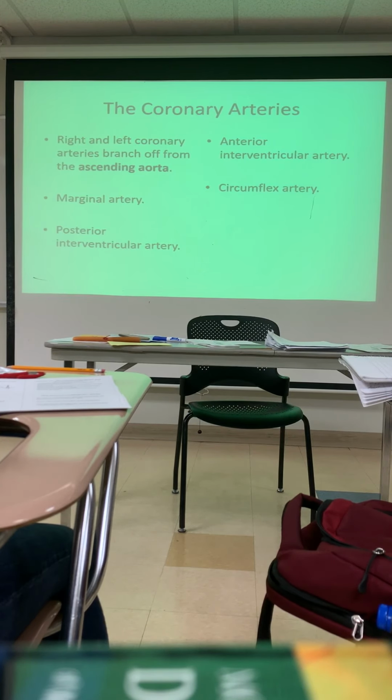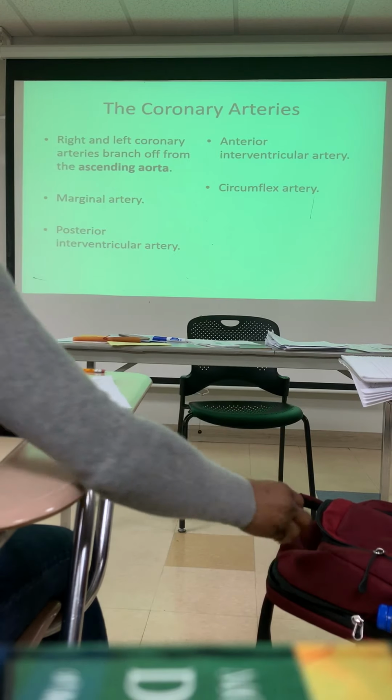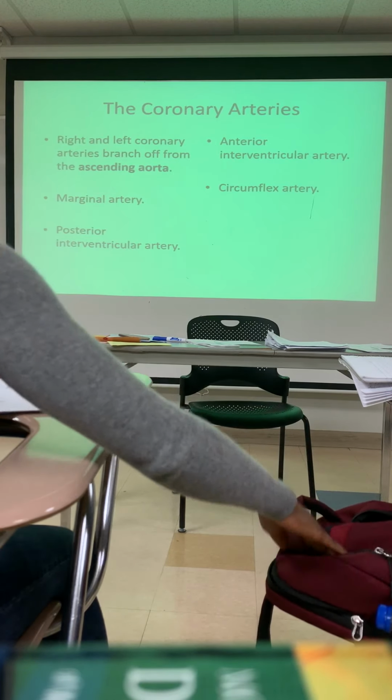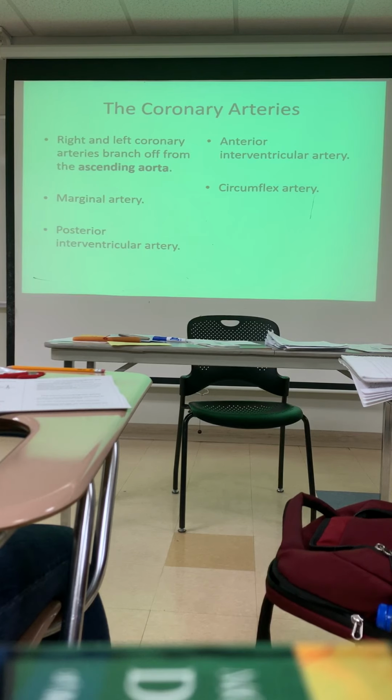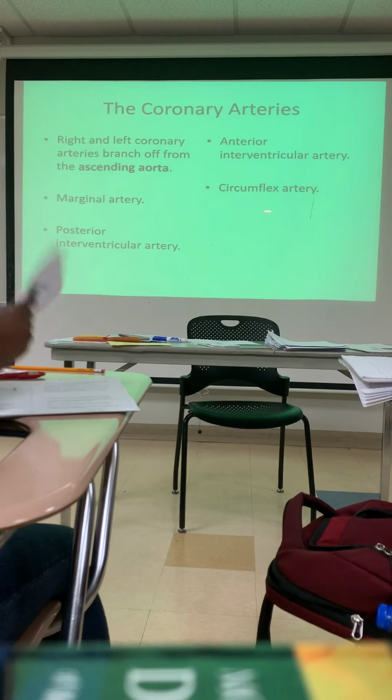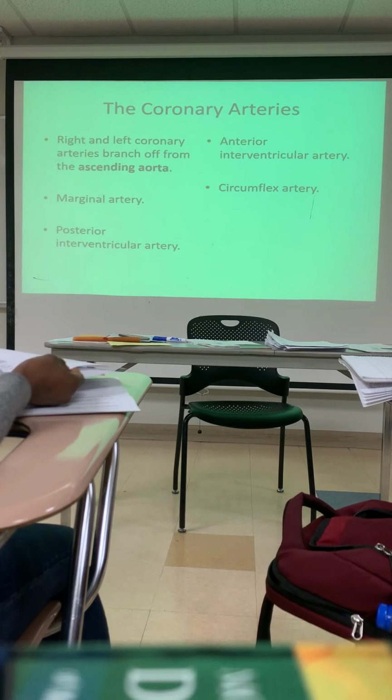So, the coronary arteries are those arteries that will bring the blood to the heart. All of it. Okay? There is a right artery and a left artery. So in this case, it will arise from the aorta. Aorta is the big artery, right? That will bring blood outside from the heart. So in this case, you have marginal artery, you have posterior, you have anterior, and you have the circumflex. Now those are the major coronary.